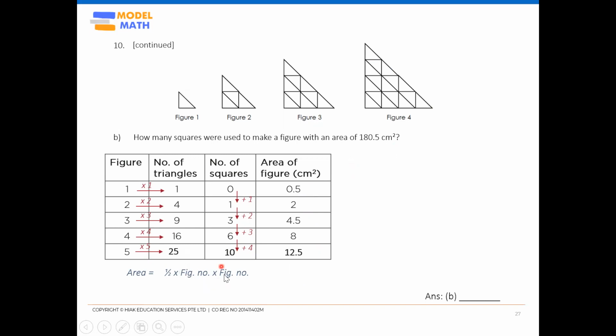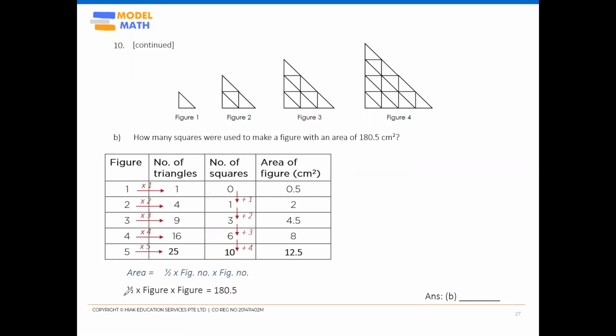So what I can say is that this area, half times some figure number, equals 180.5. So half times this equals 180.5. So lay out this equation first, and you realize that by looking at this equation, it's easier to know what to do. All right. So how do I know what to do next?